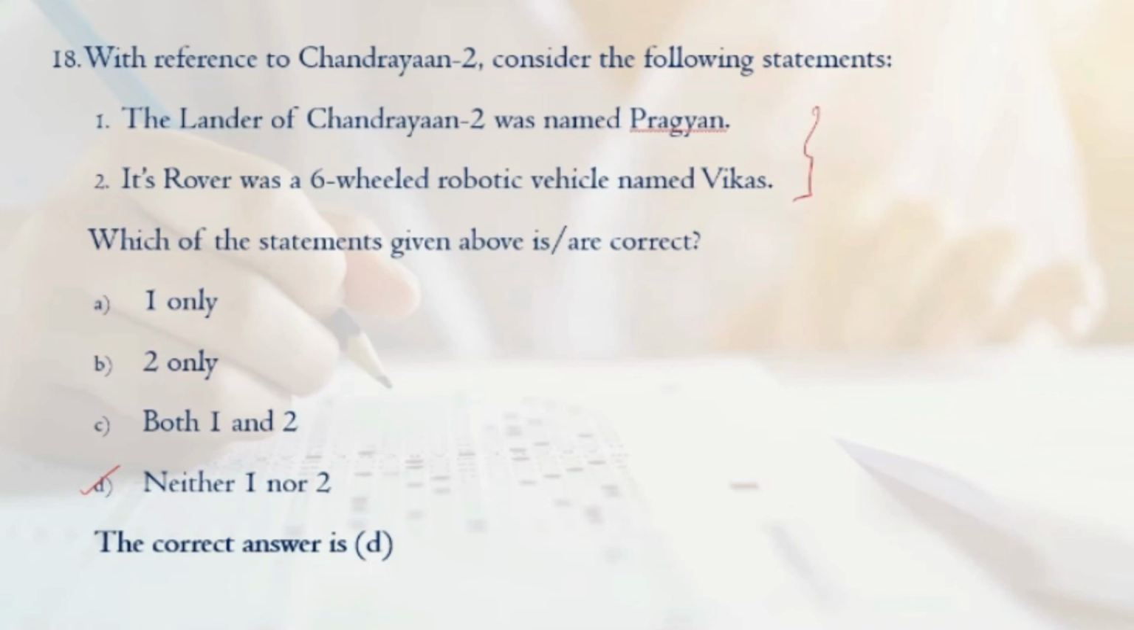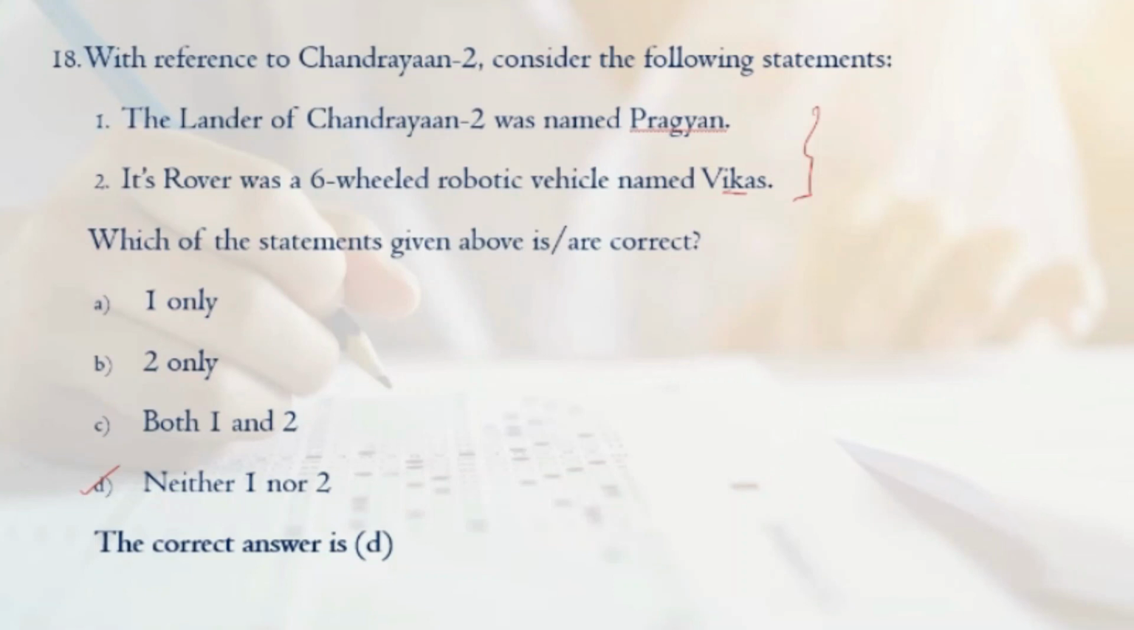Chandrayaan-2 made the first observations of distribution of argon-40 in the moon's atmosphere. The first statement is not correct because Chandrayaan-2 comprises of an orbiter, lander and rover to explore the unexplored south pole of the moon. The lander of the Chandrayaan-2 was named Vikram after Dr. Vikram A. Sarabhai, the father of the Indian space program. It was designed to function for one lunar day, which is equivalent to about 14 Earth days. Statement 2 is not correct because Chandrayaan-2's rover was a six-wheeled robotic vehicle named Pragyan, not Vikas, which translates to wisdom in Sanskrit.